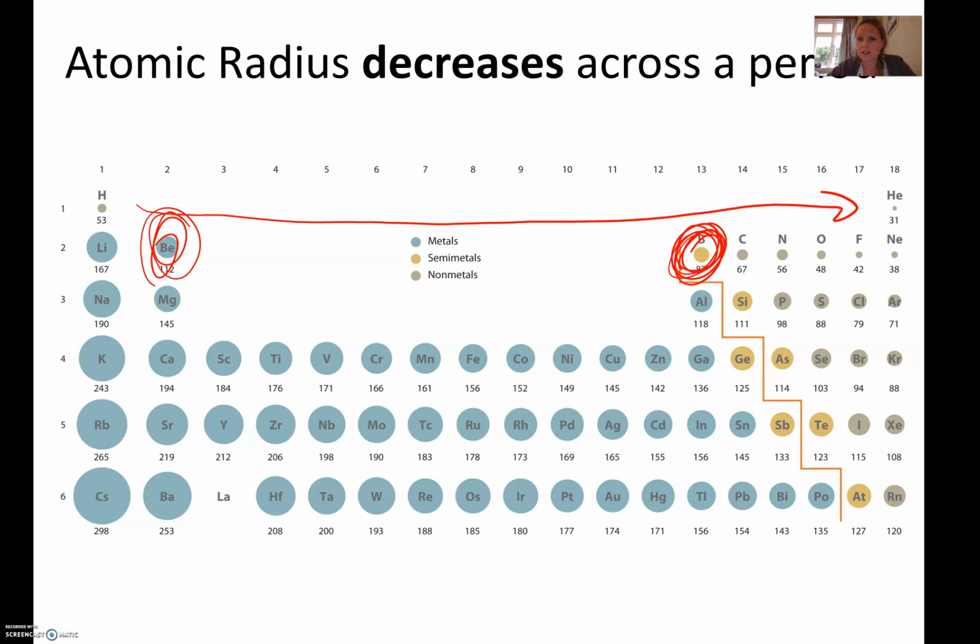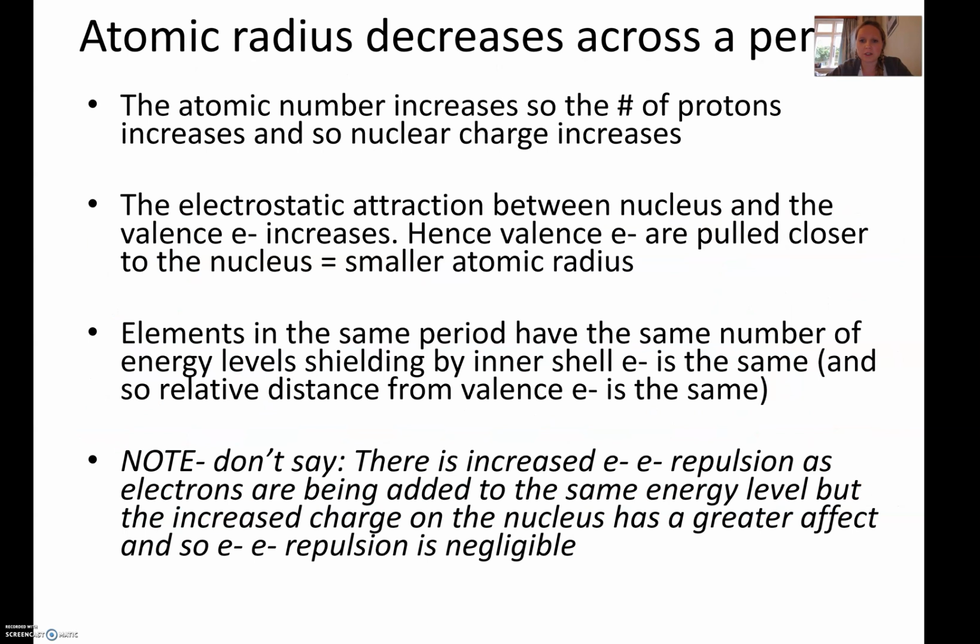We've got to make our answers really nice, and as I told you earlier, there are two things you must include in every answer. One is nuclear charge, and the second is going to be your number of energy levels, which has the two subcategories of distance and shielding by inner shell electrons. So let's look at my template answer and then we'll go through an example.